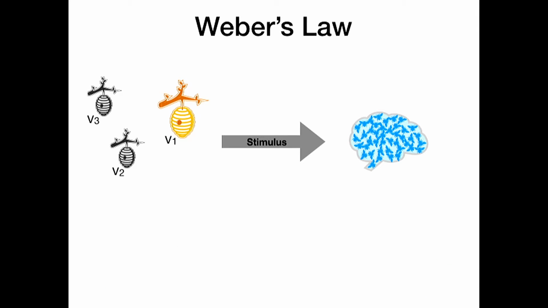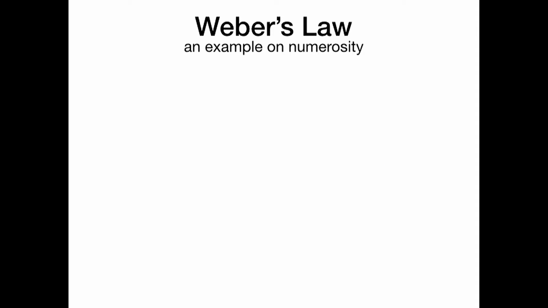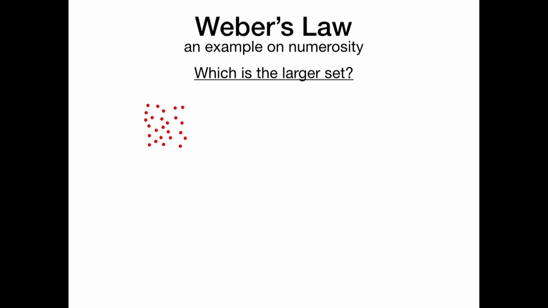Let's start from Weber's law. Weber's law describes the relationship between the stimulus intensity and its discriminability. So I will explain what it is through an example on numerosity. Now you have to tell me which is the larger set that you observe. I will present you two sets, you need to reply. So this is set 1, and this is the second set.